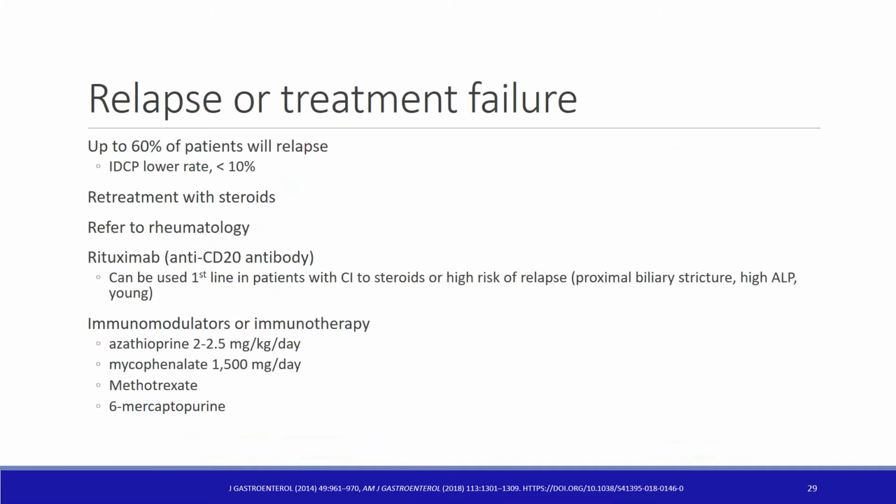Patients can have relapse of this, especially the patients with a type 1 or LPSP. Up to 60% of those patients will relapse. For IBCP, it's a much lower rate. We can retreat those patients with steroids. I will say at Duke, if they fail, we typically refer them to rheumatology.